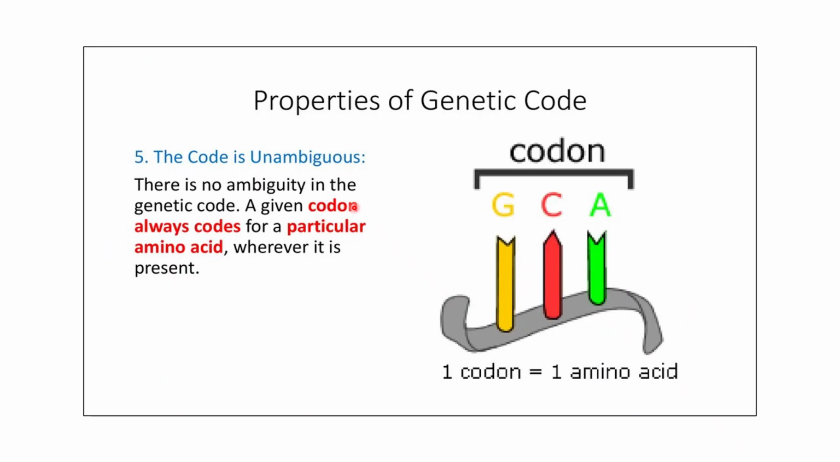Next property says code is unambiguous. Genetic code means the same amino acid no matter wherever in the gene the codon appears. For example, GCC. If it appears at the first, second, and third places, then also it will mean the same amino acid. If GCC appears somewhere in the middle of the gene, then also it will mean the same amino acid. The meaning of the codon will not change no matter where the codon is present within the gene. So code is unambiguous.